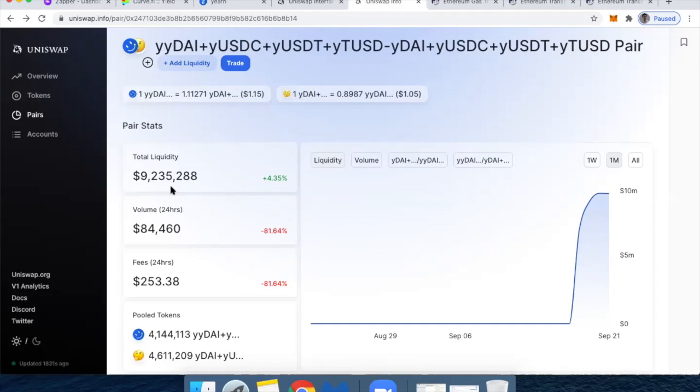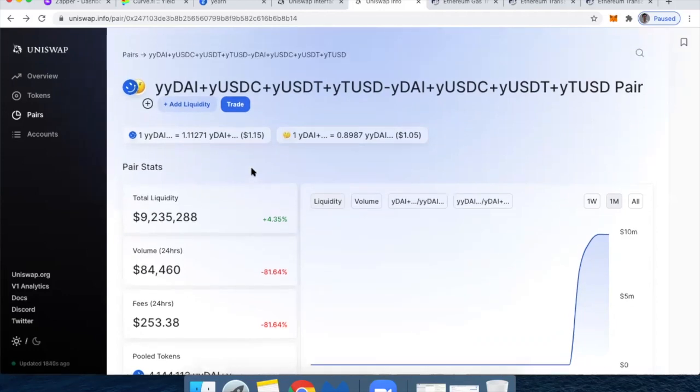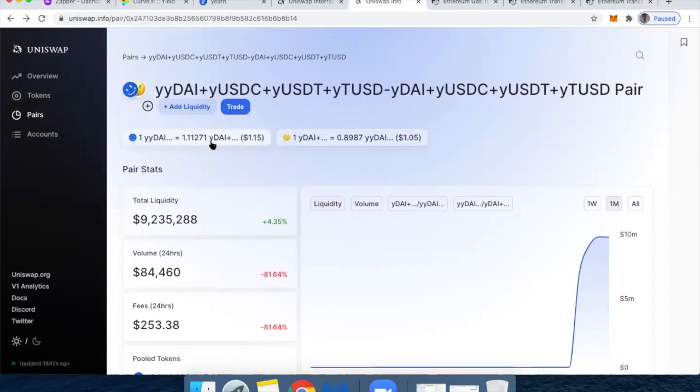That's, I think, close to 300 million. So this is something that I will put into the show notes. Please check this out before you ever make a trade into yUSD. It's worth going here to double check, how liquid is this?